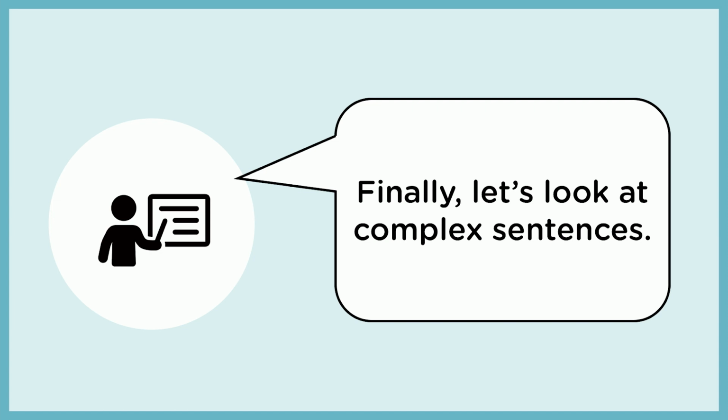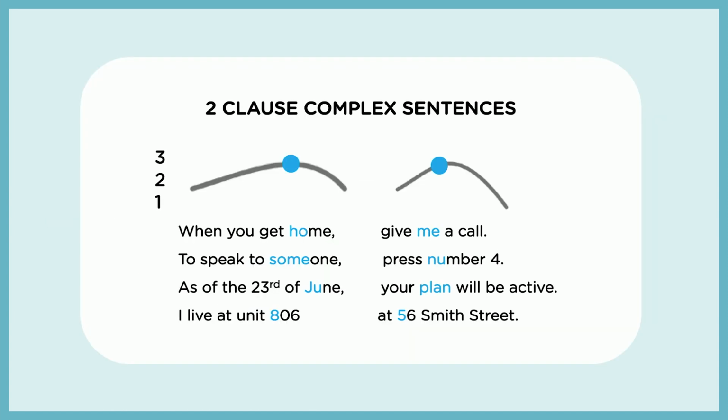Okay, finally, last little bit. We're going to look at complex sentences. This is really handy if you're doing a read aloud task and it's a paragraph, for example, and the sentences may be complex with clauses in them. If the sentence has 2 clauses, this is the pattern you follow. Have a listen. When you get home, give me a call. To speak to someone, press number 4. As of the 23rd of June, your plan will be active. I live at Unit 806 at 56 Smith Street. So on all of those little syllables that were blue, they were the highest part of my voice.